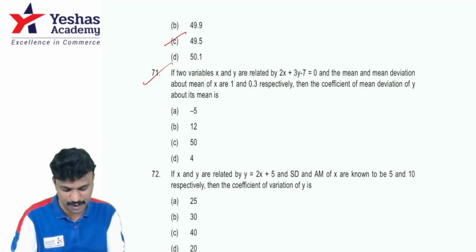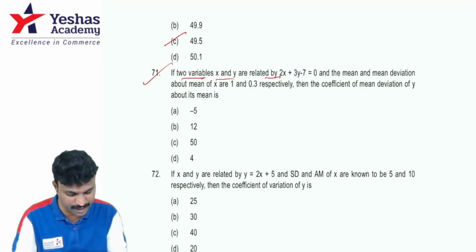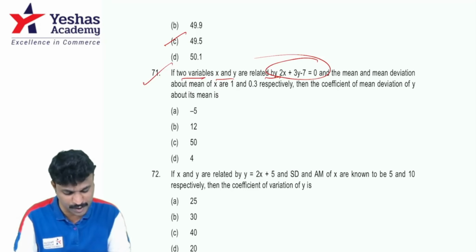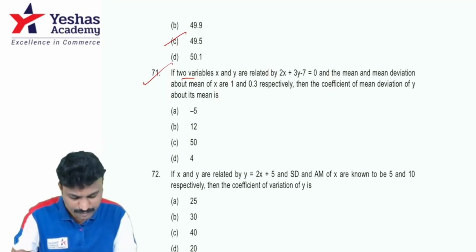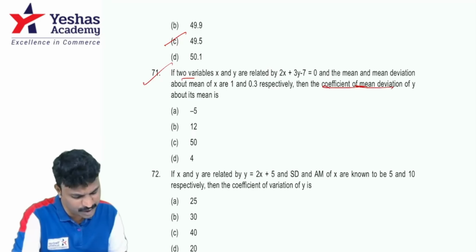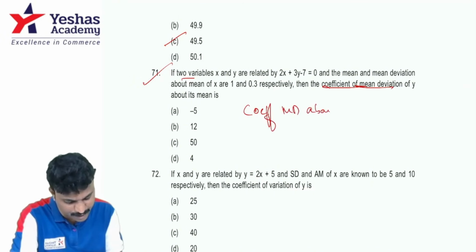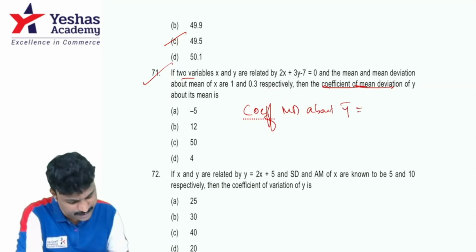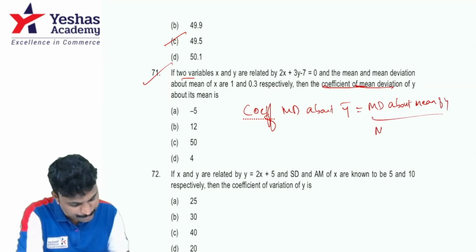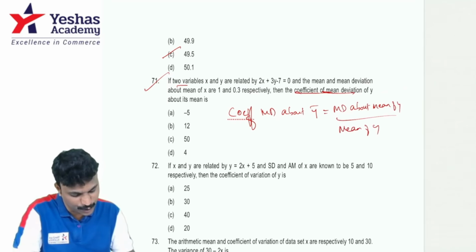Guys, 71st question, if two variables x and y are related by this equation, this is one of our solved questions in the material. They're asking us to find the coefficient of mean deviation of y. Guys, what is the coefficient of mean deviation? Coefficient of MD about mean. What is it? y bar, the mean of y, means MD about the mean of y divided by the mean of y into 100.